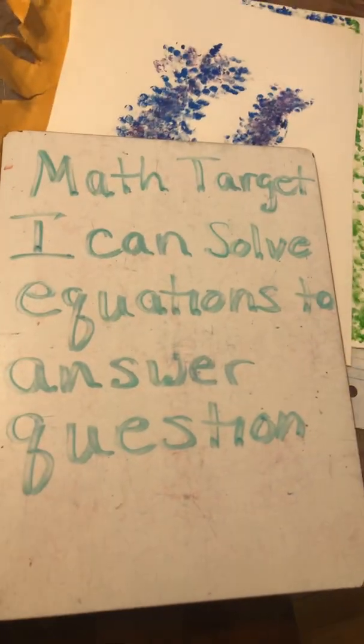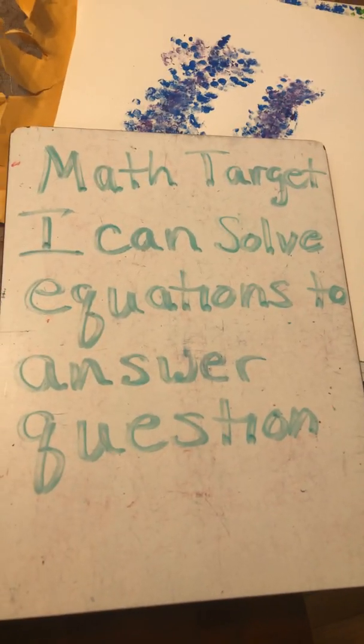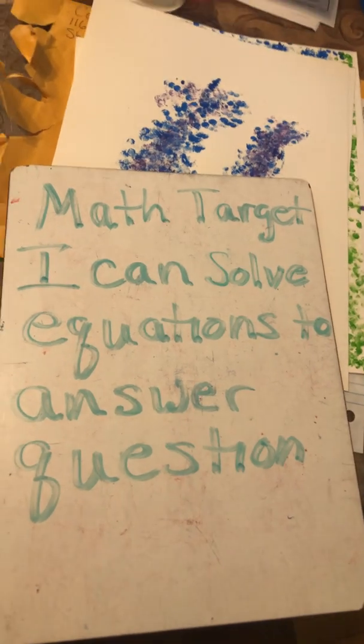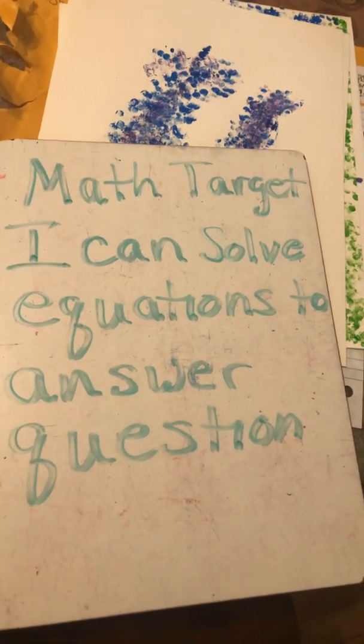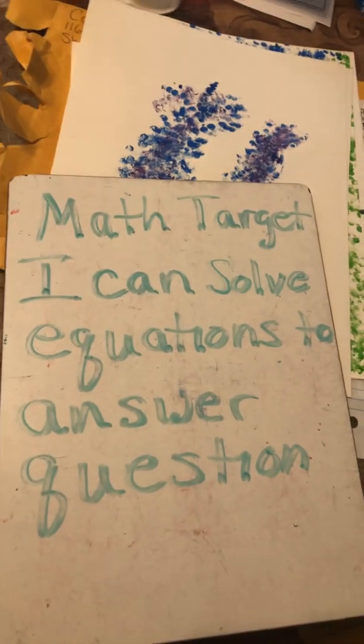Friends, this is our math mini lesson for May 5th, and I am going to go over the Windowpane and a few of the word problems. But first, let me go with our target for today. Our math target is, I can solve equations to answer questions. So that's what you're going to be working on, because sometimes you have to think about the question they're asking.